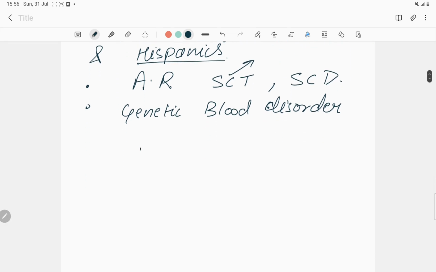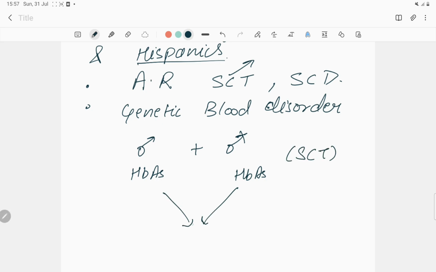So assume the father has HbAS and the mother has HbAS, which means they both have this abnormal gene in their hemoglobin. This we call sickle cell trait, and now the baby may be born with sickle cell disease, and this chance is 25%. So this baby has a 25% chance to have this sickle cell disease.